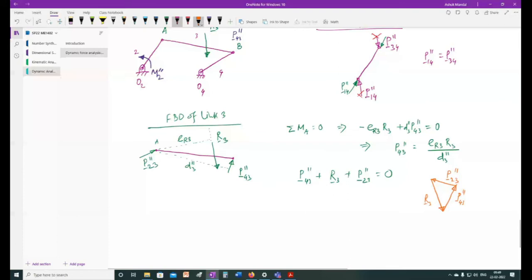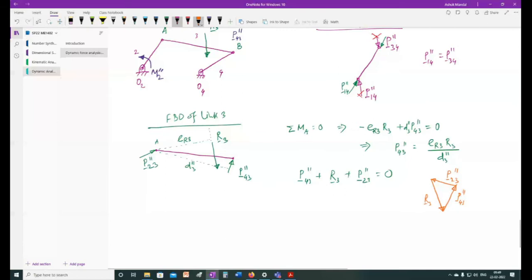If this is the diagram, then this is the direction of P23. So I am drawing here P32, equal and opposite. This is P32. And the moment here is M22, and some joint force will be acting here. So what is the direction and magnitude of this joint force?